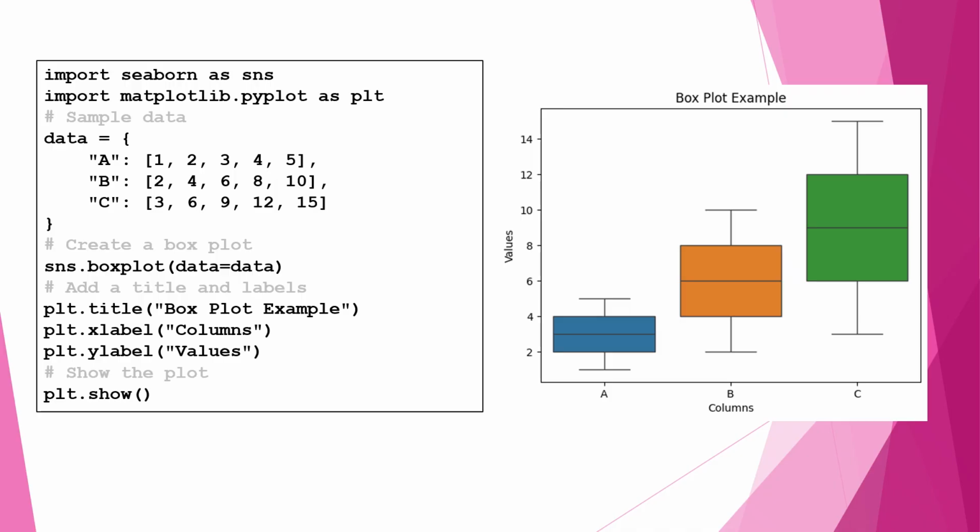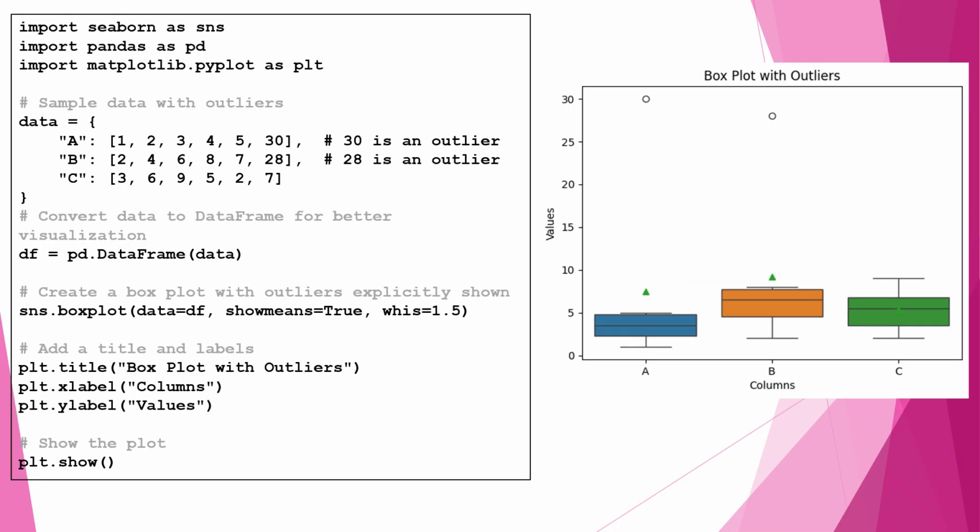This allows easy comparison of median values, spread, and variation across the groups. The plot is further enhanced by adding a title and axis labels using matplotlib functions. Finally, plt.show is used to display the plot.